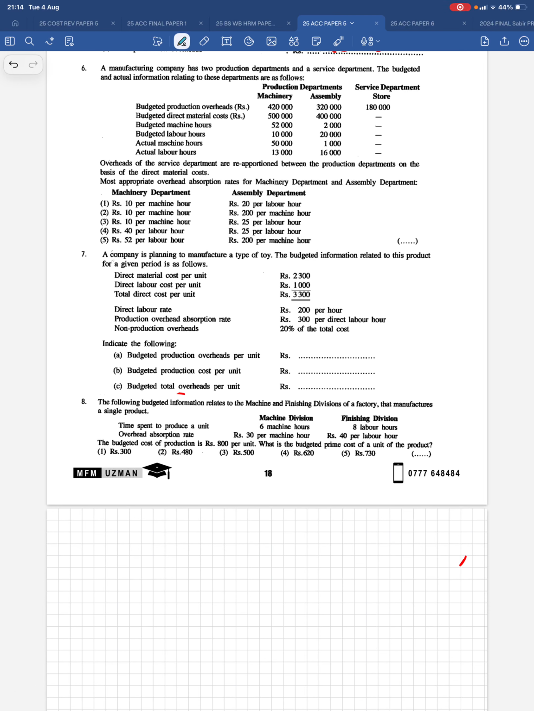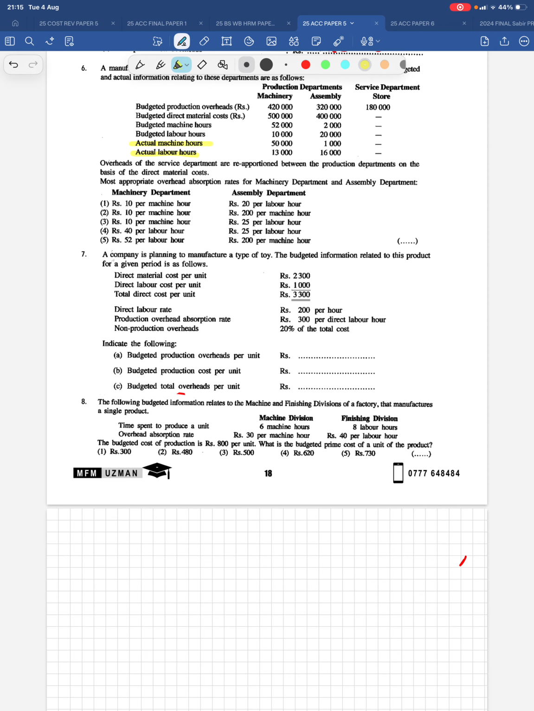Right. Question number 6. A manufacturing company has two production departments and a service department. The budgeted and actual information relate to these departments as follows. Actual machine hours and actual labor hours are never used to calculate the budgeted overhead absorption rate. They are used when they ask you about under absorption and over absorption.